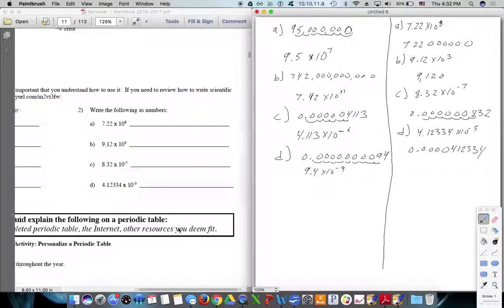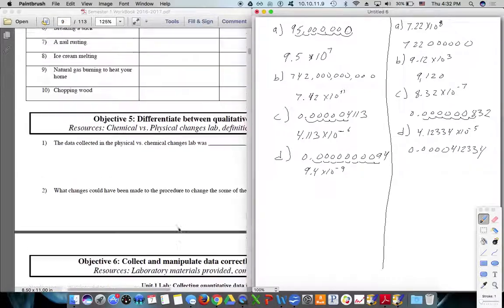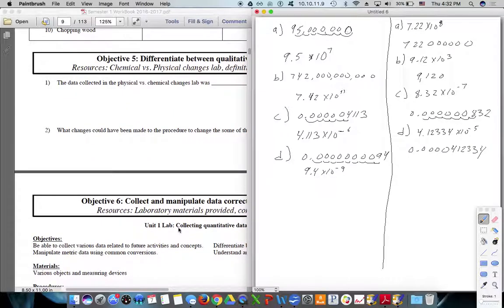All right. That concludes the different parts there for accuracy and precision, conversions, and scientific notation. Thanks.